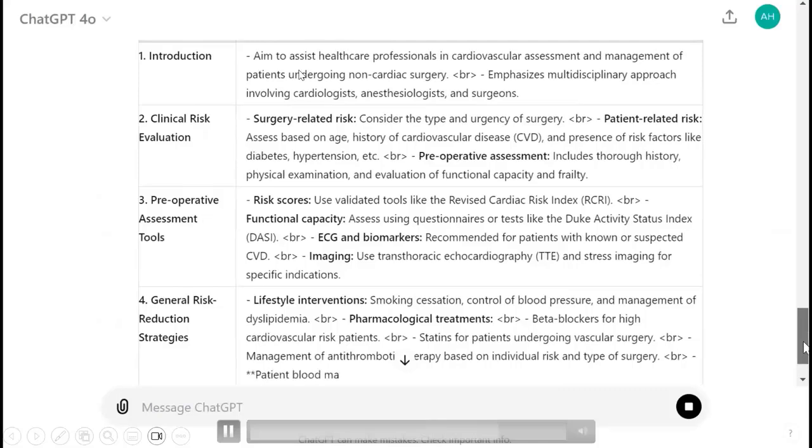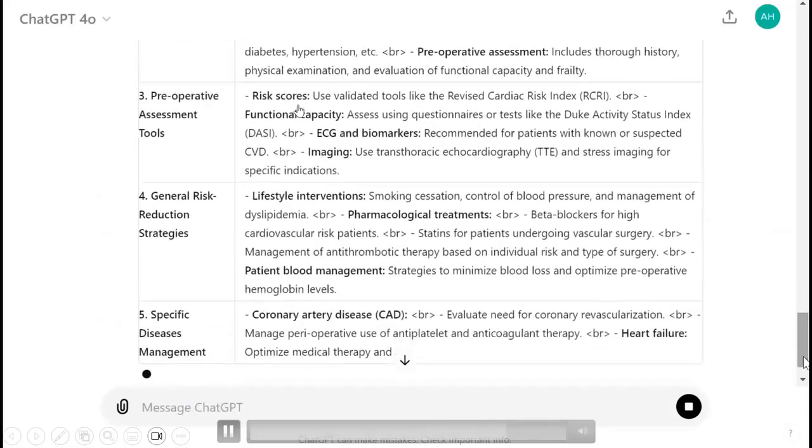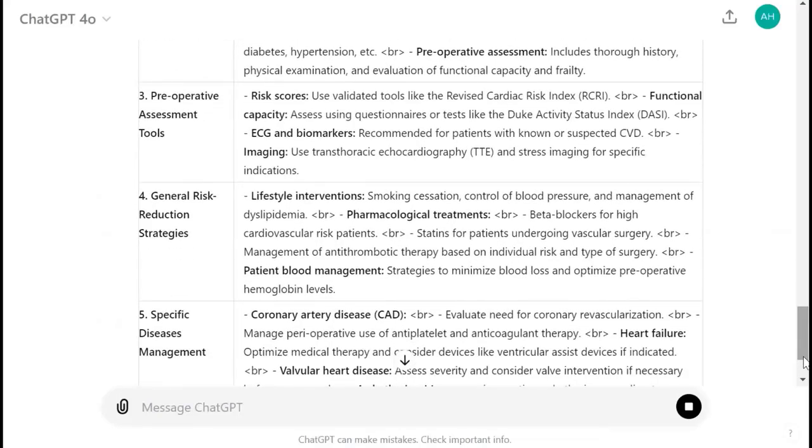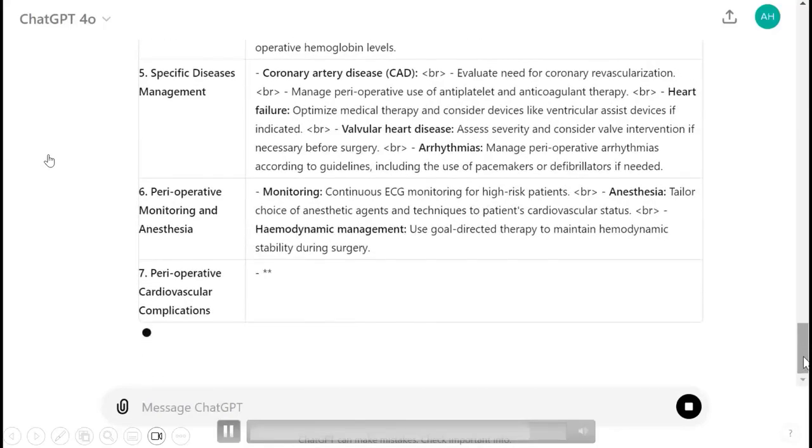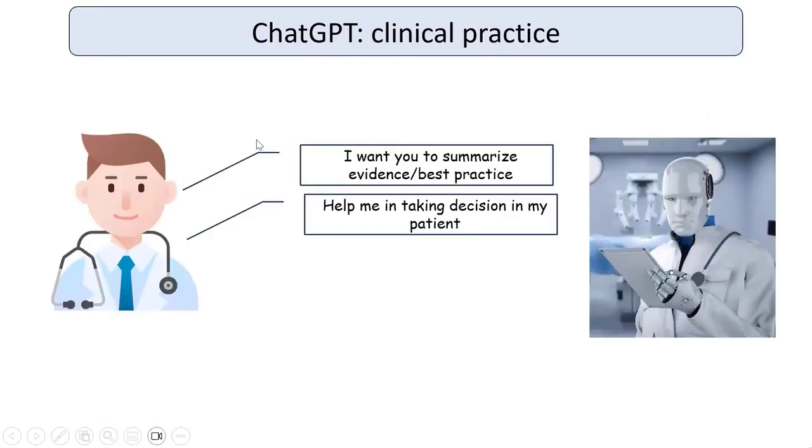This is one form: how I can ask ChatGPT to change the output of the response from bullets to a table. This is the first thing. The second thing: how can I use ChatGPT? It can help me in making a decision for my patient, as a form of clinical decision support.